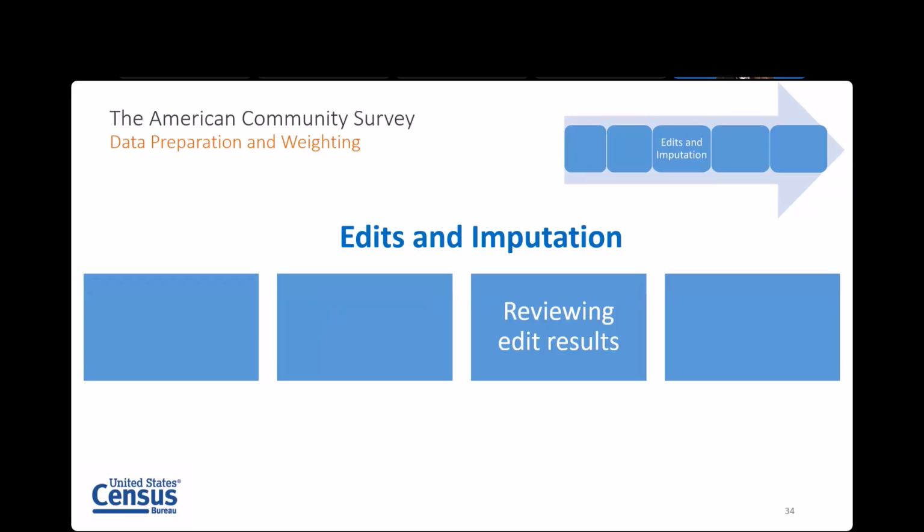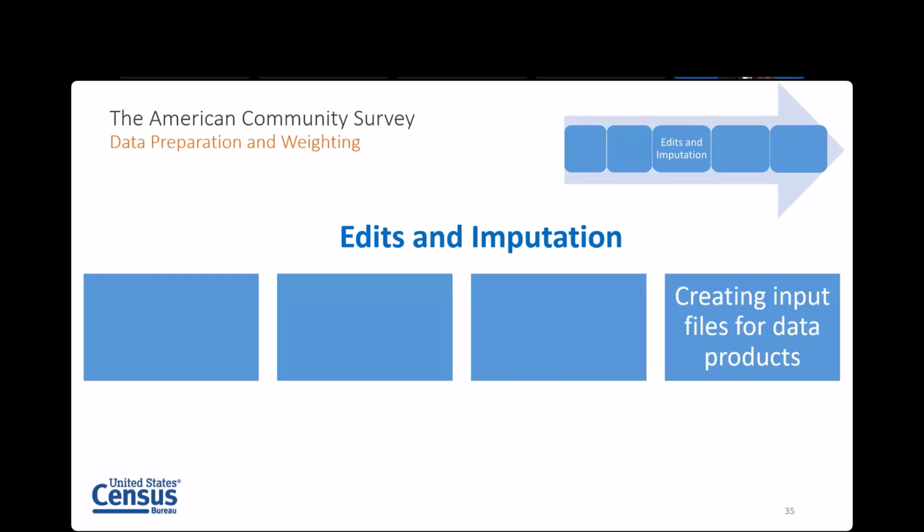After the imputations and recodes are completed, Census Bureau subject matter analysts review the new files and make sure there are no problems or inconsistencies in the data. Finally, once the files are approved by the subject matter analyst, the files are ready to serve as inputs to the disclosure avoidance and weighting operations, the final steps in the data preparation process.